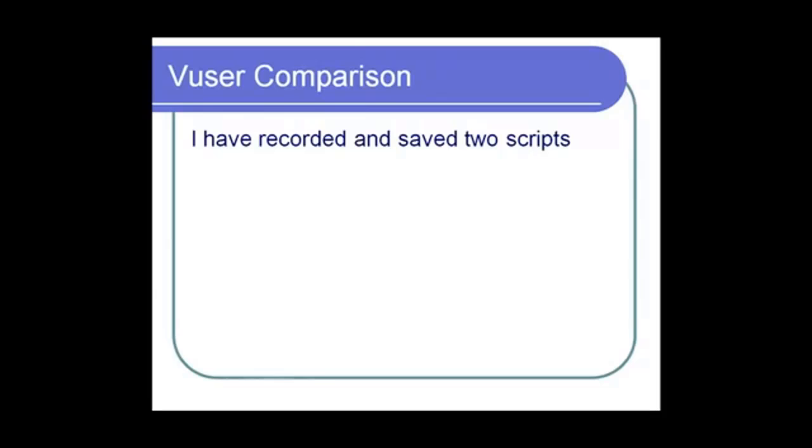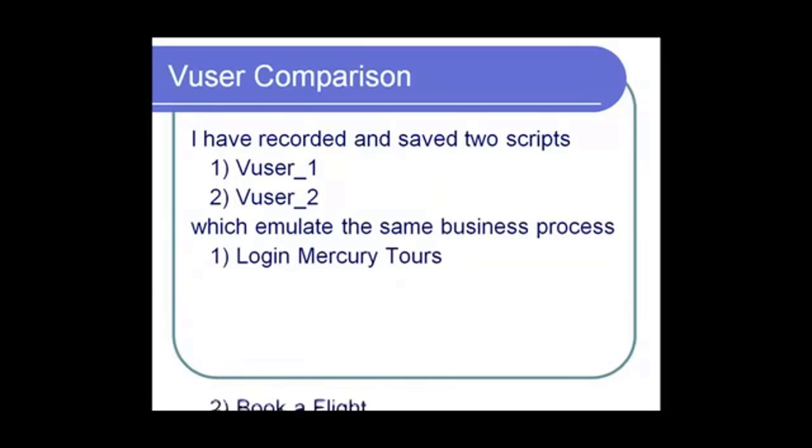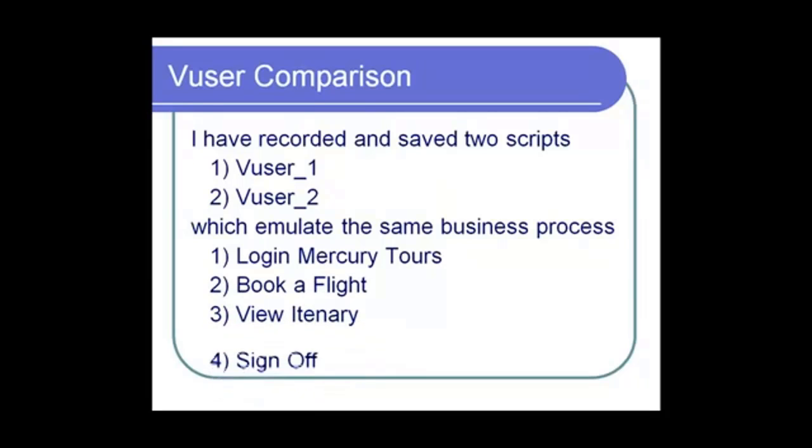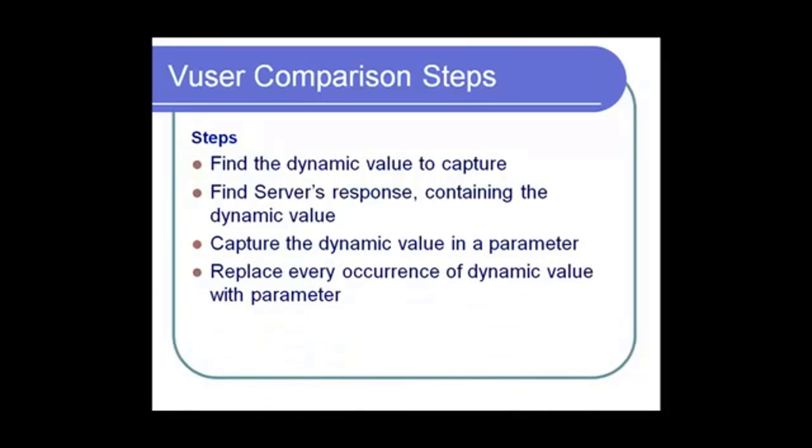I have recorded and saved two scripts, vuser_1 and vuser_2, which emulate the same business process: logging in to Mercury Tours, booking a flight, viewing the itinerary, and fourth, signing off. The steps involved in vuser comparison correlation are: find the dynamic value to capture, find the server's response containing the dynamic value, capture the dynamic value in a parameter, replace every occurrence of the dynamic value with the parameter, and check the changes.